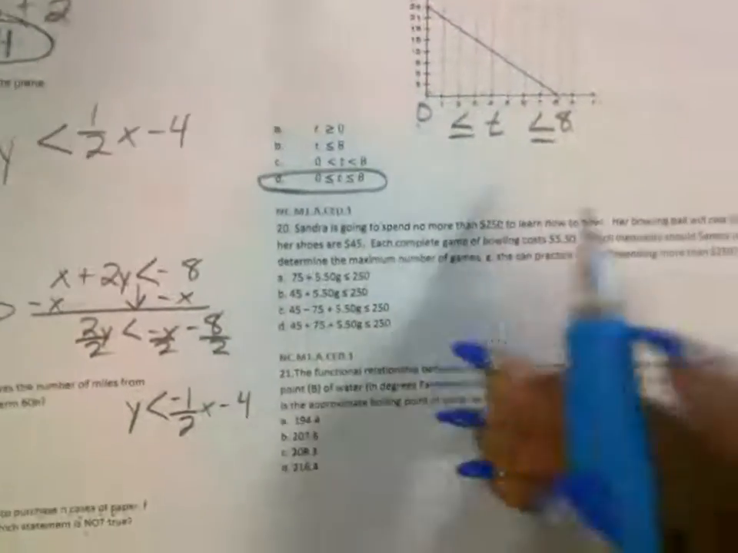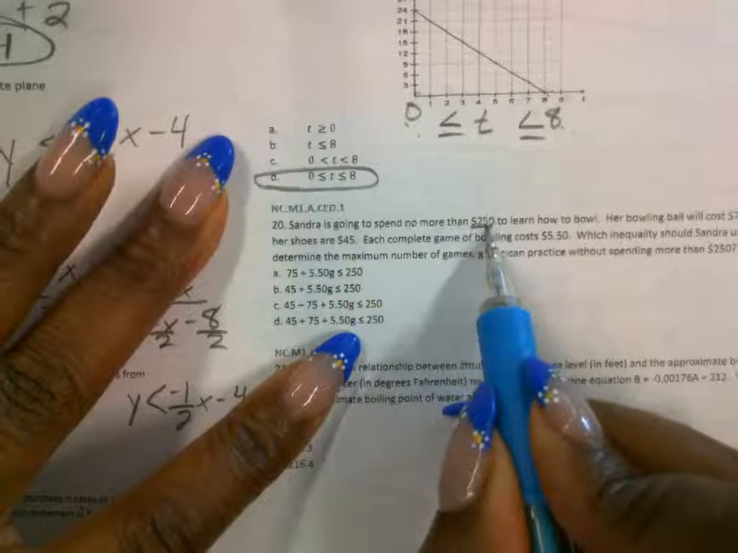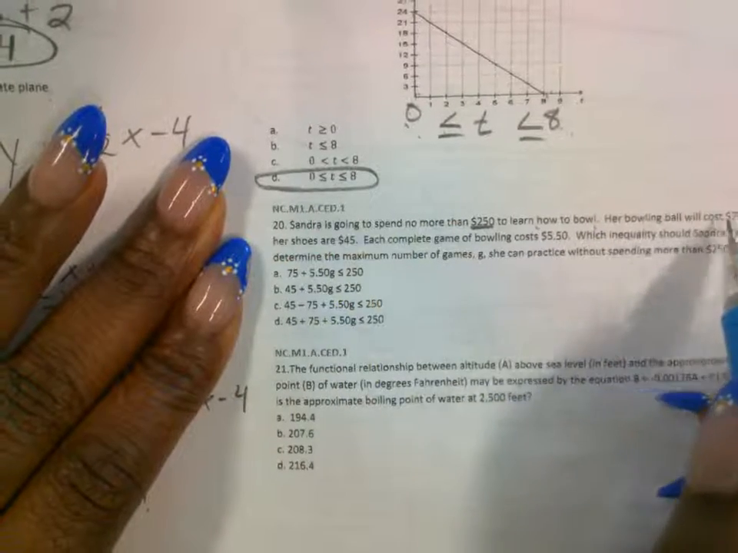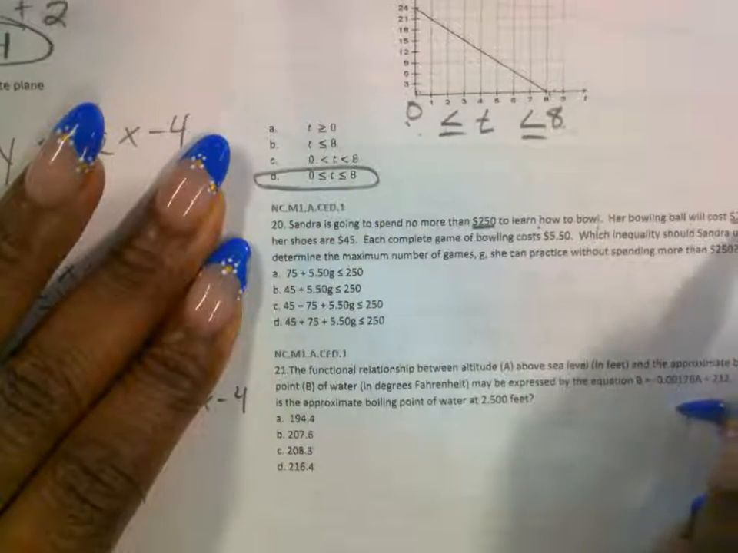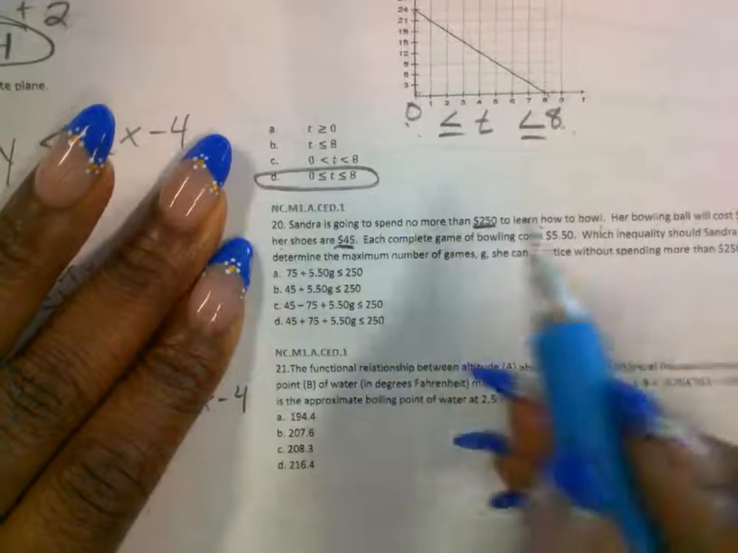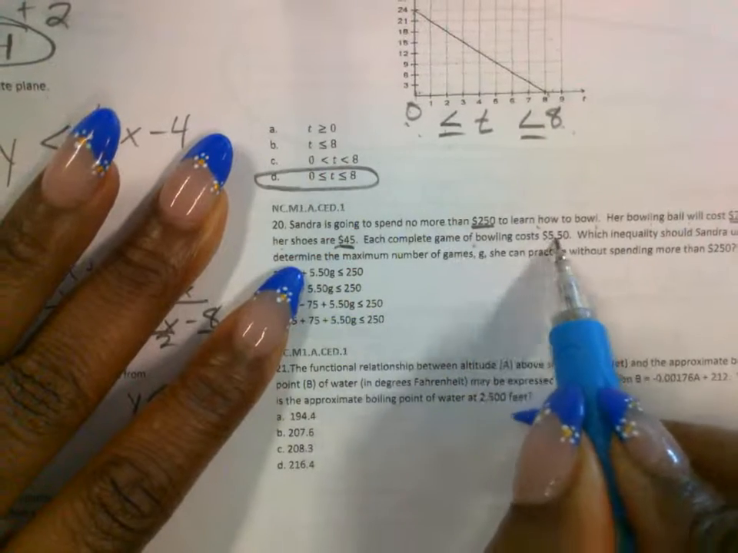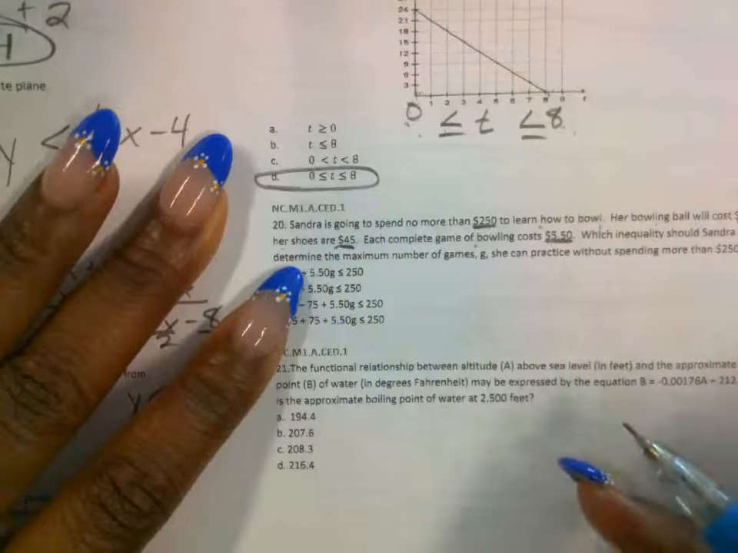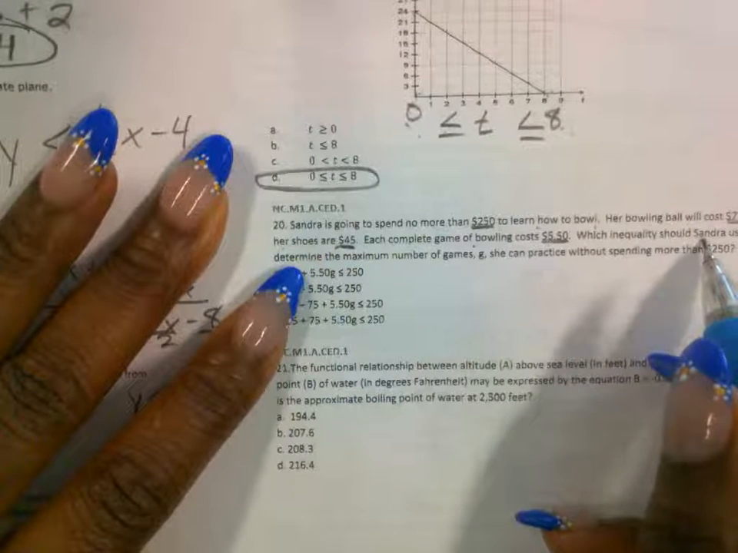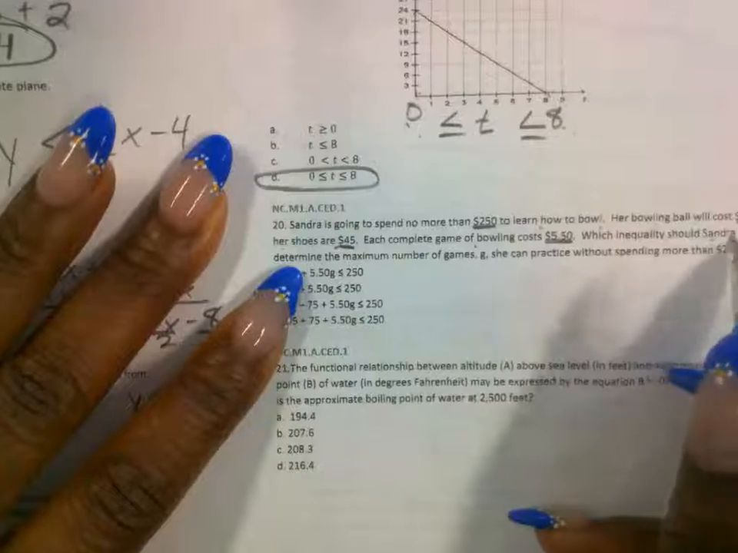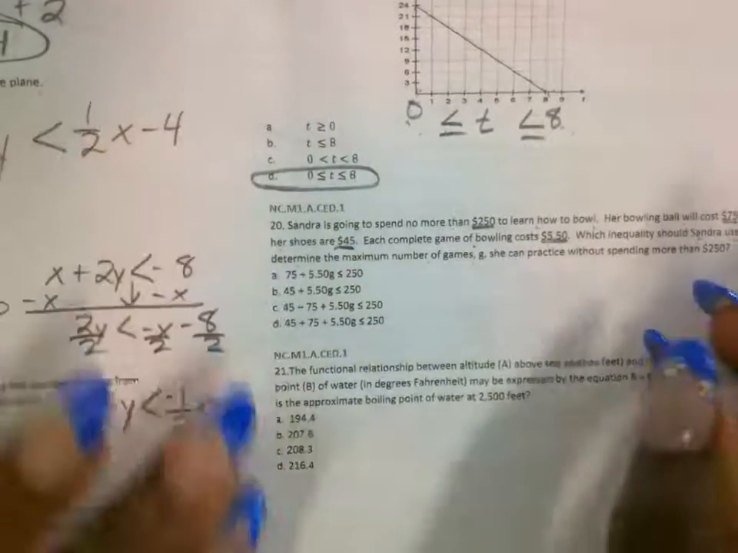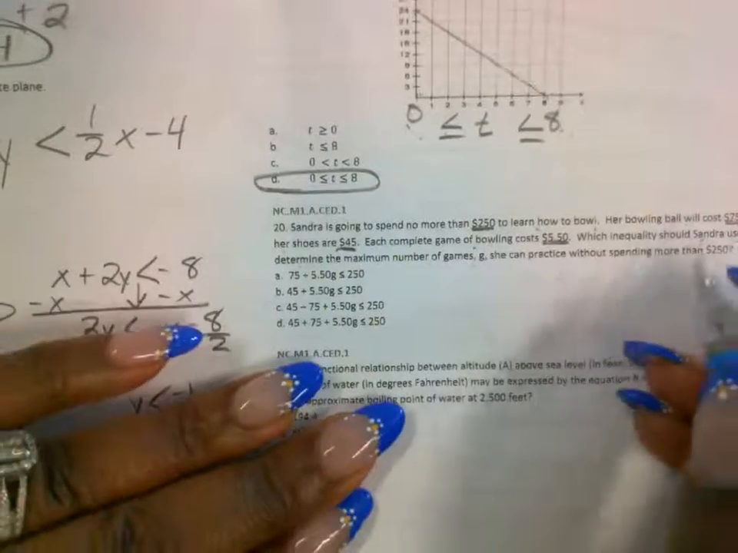Sandra is going to spend no more than $250 to learn how to bowl. Her bowling ball costs $75 and her shoes cost $45. Each game of bowling costs $5.50. Write an inequality she should use to determine the maximum number of games. Okay, so she can't spend any more than that.